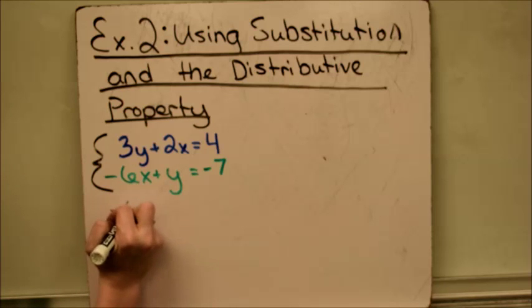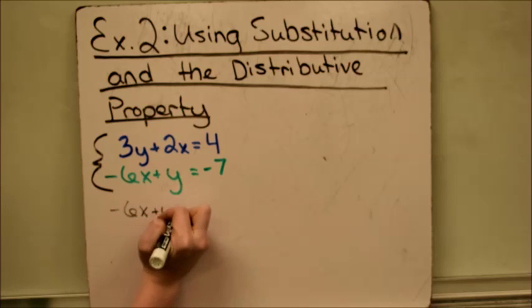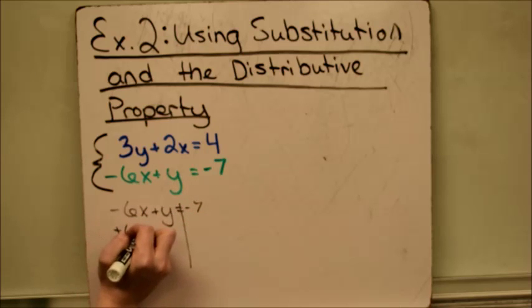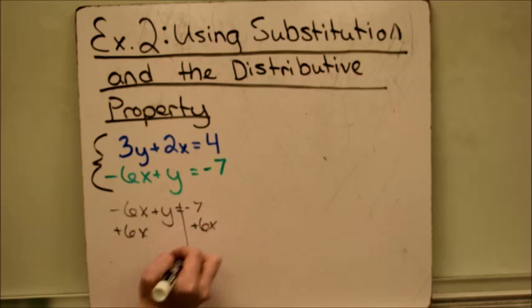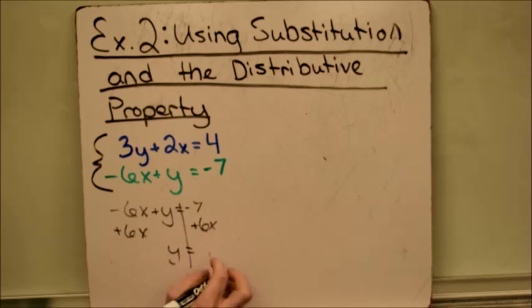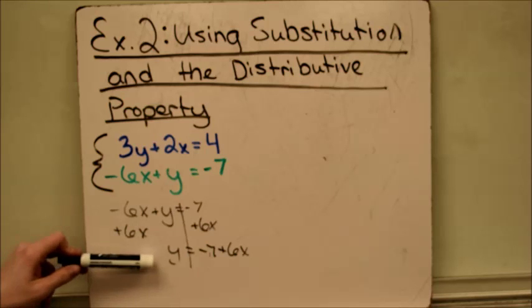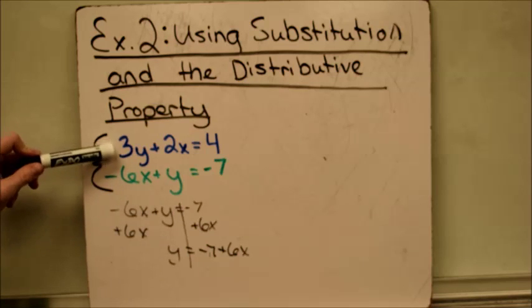So let's do that first. Negative 6x plus y equals negative 7. Let's add 6x here and add 6x here. I'm left with y equals, we could say negative 7 plus 6x, that's fine. Okay, so now that I have y equals negative 7 plus 6x, I'm going to take this answer and plug it into the equation that I didn't use.